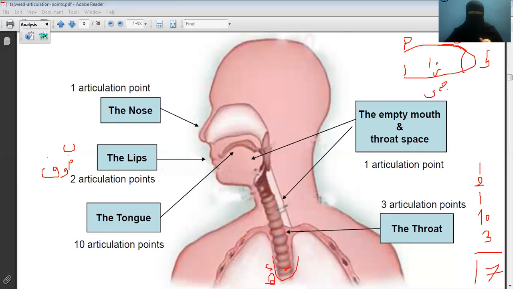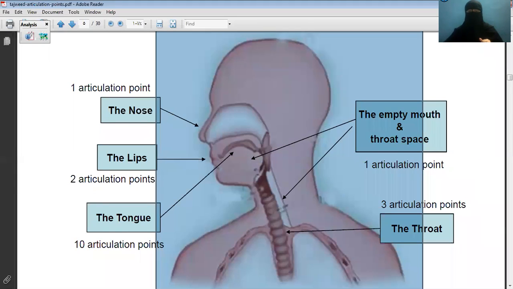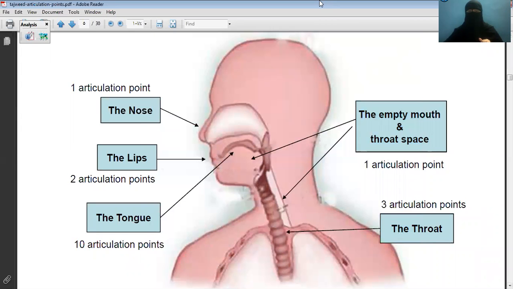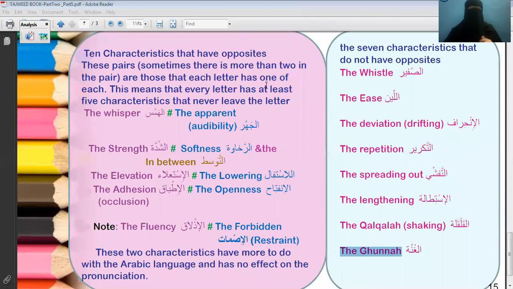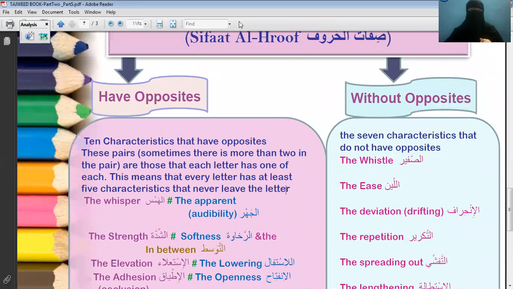I wanted to know the meaning of adjectives and why we will take this lesson. Adjectives of letters help us to know the difference between the letters. For example, letter sin and sad. What is the articulation point of sin and also letter sad? They are emitted from one articulation point.